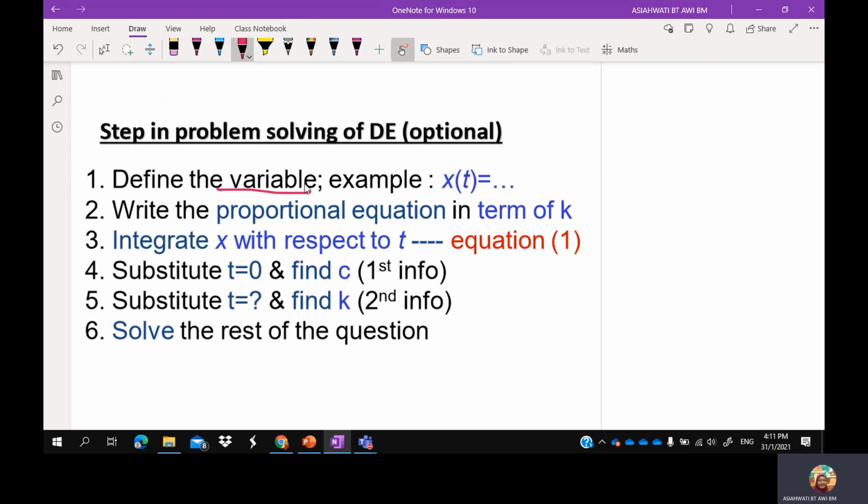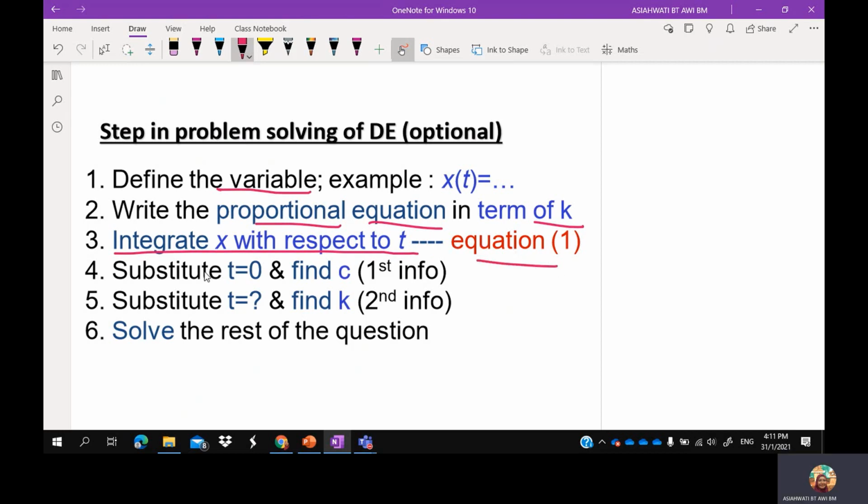Second, write the proportional equation in terms of k. Third, integrate x with respect to t. Normally that one involves t. Name this one as equation 1.